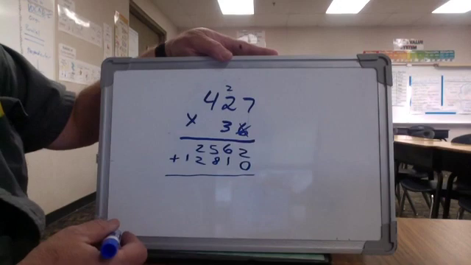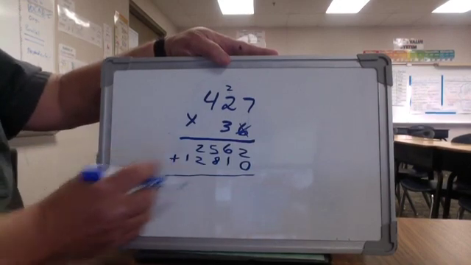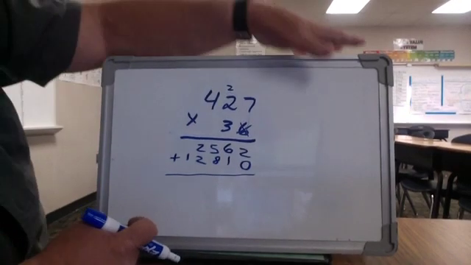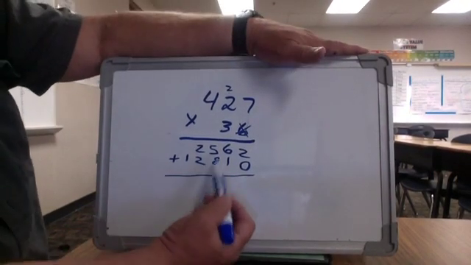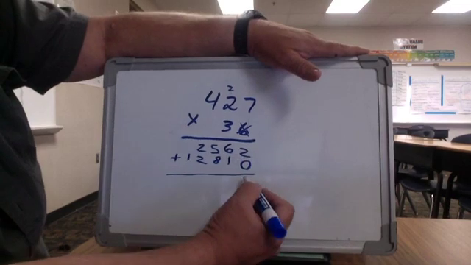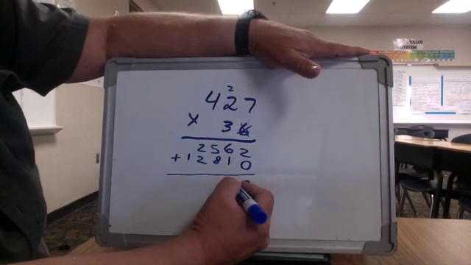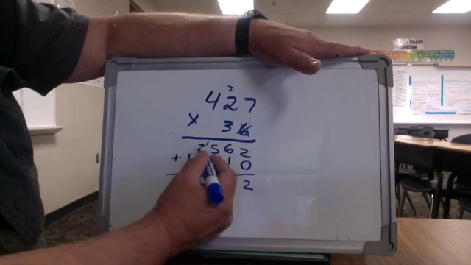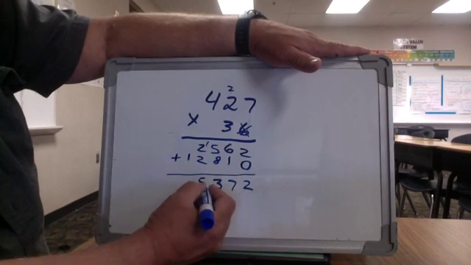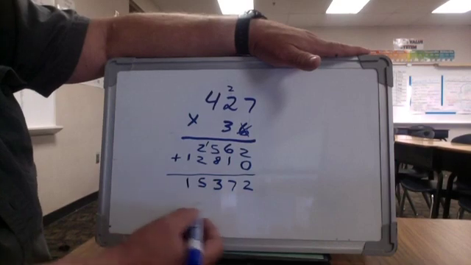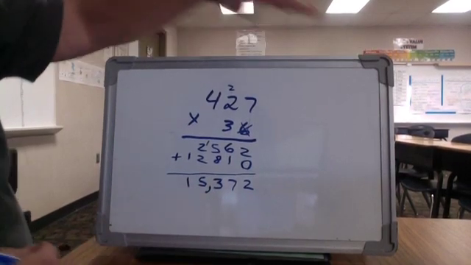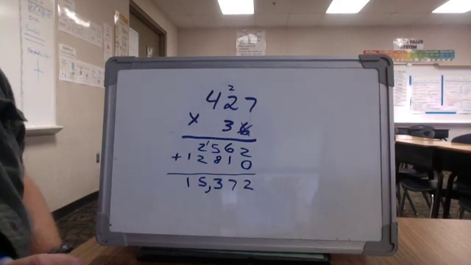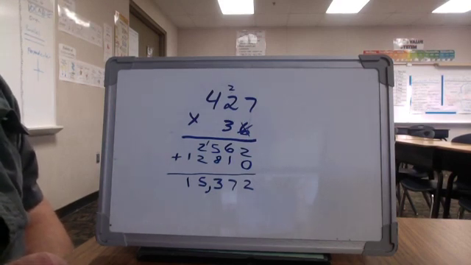And I'm sorry if my writing keeps getting crooked. I'm writing from the side here, so you're probably used to my handwriting in class anyway. But anyway, now that I've got my two partial products, we just add them up. 2 plus 0, 6 plus 1, 8 plus 5, 2 plus 2 plus 1, 1 plus nothing. And put in our little comma there if you want to. You don't have to. And we get the answer 15,372.